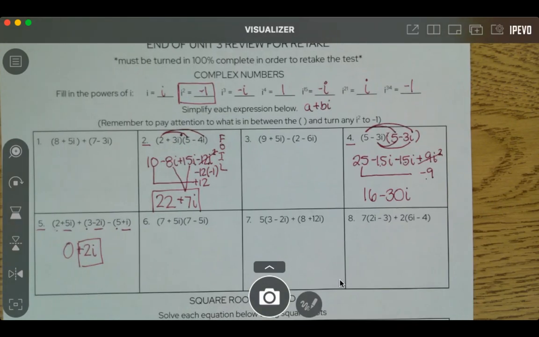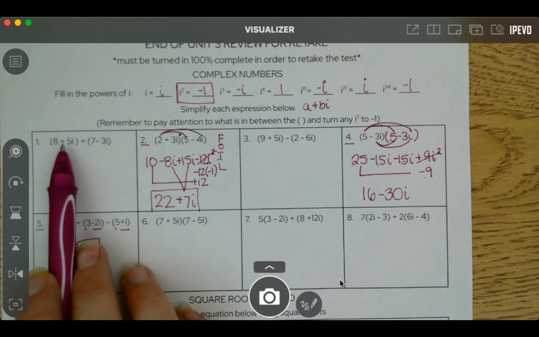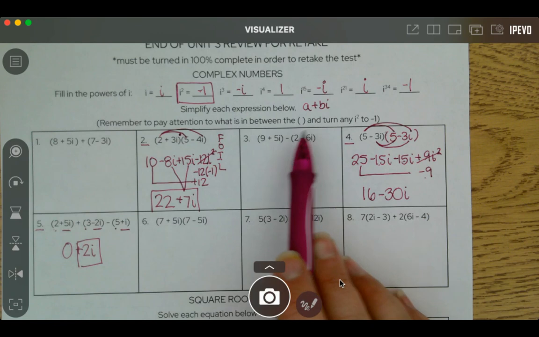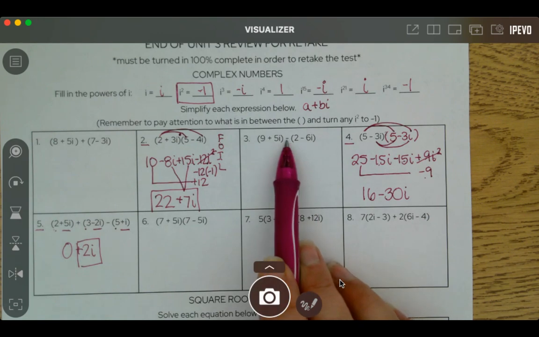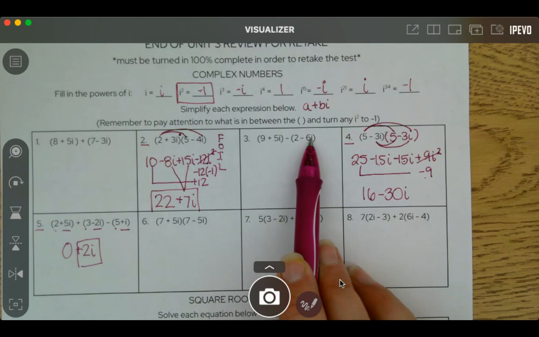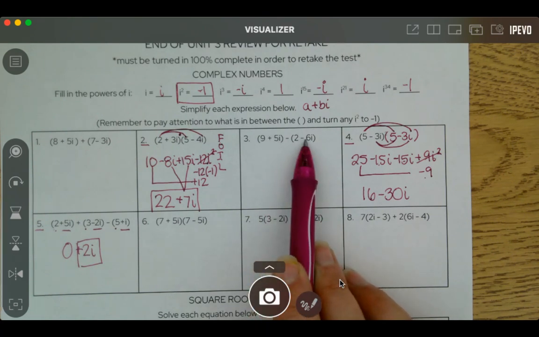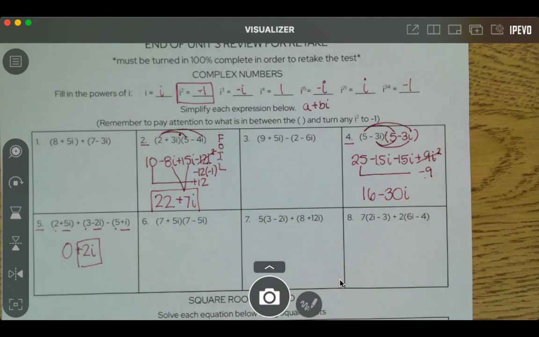Okay, I'm just going to mention something about the others. Here, you add these two, add these two. This one, you're just subtracting instead of adding. 9 minus 2, 5i minus negative 6i. Be careful because that negative minus turns into a plus 6i.